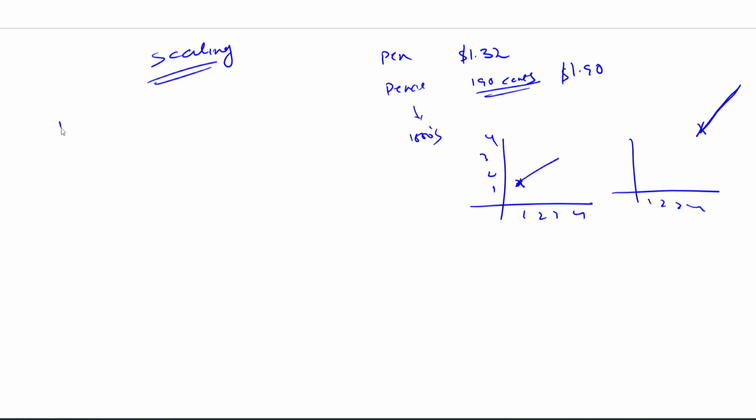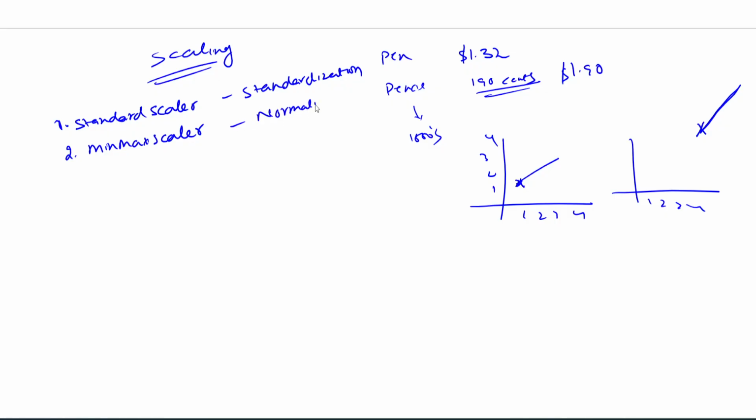And for scaling, there are a few techniques. One is standard scaler. Number two, min max scaler. There are other scalers as well, but these are the two most popular ones we mostly use. The standard scaler is also called standardization. The min-max scaler is called normalization.